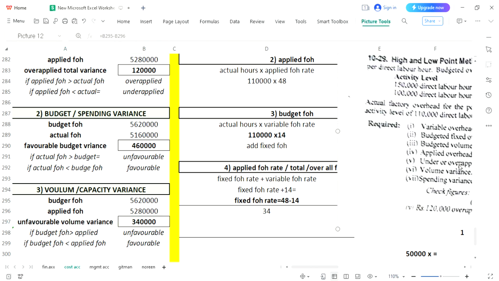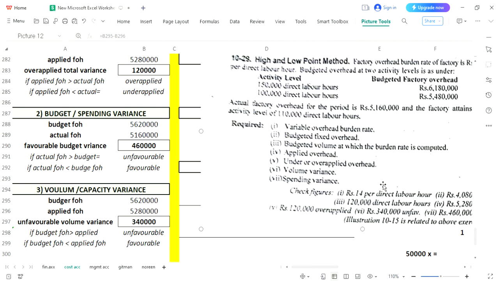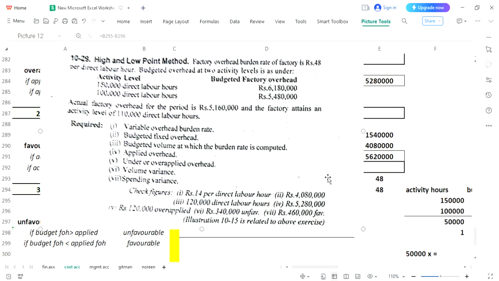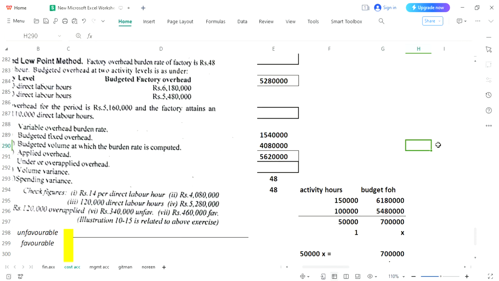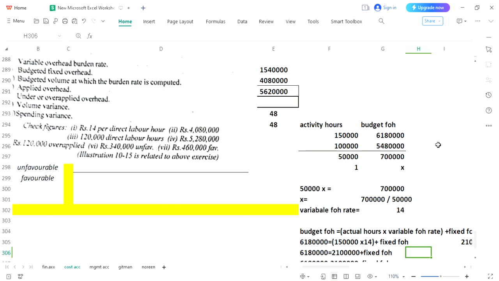Let it be checked. Your volume variance was number 6. Number 6, 340, and our answer is 340. It is unfavorable. So all answers have been calculated and checked. And I need to see it again. Every answer is important, so you need to see it.